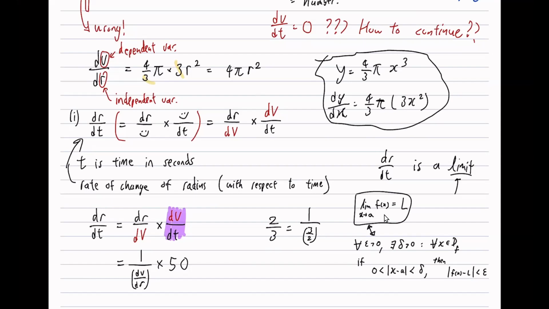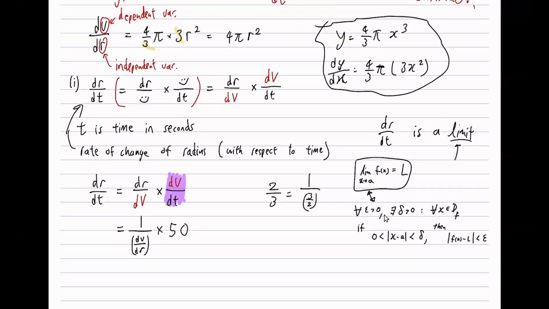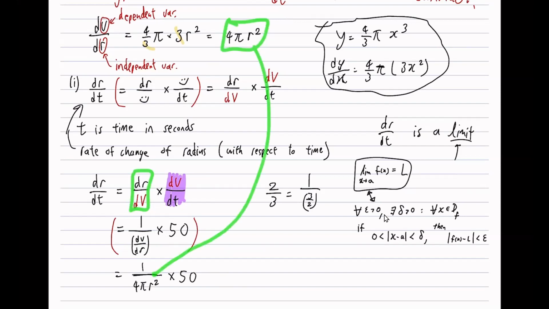Reciprocal. What's dv by dr? dv by dr is 4 pi r squared. Very good, exactly. So we can just substitute in 1 over 4 pi r squared times 50. You can go from here to here directly if you want to. I usually don't write this. I'll just put a pair of brackets around it. Just identify that dr by dv and dv by dr are reciprocal, 1 over. So just flip it around.